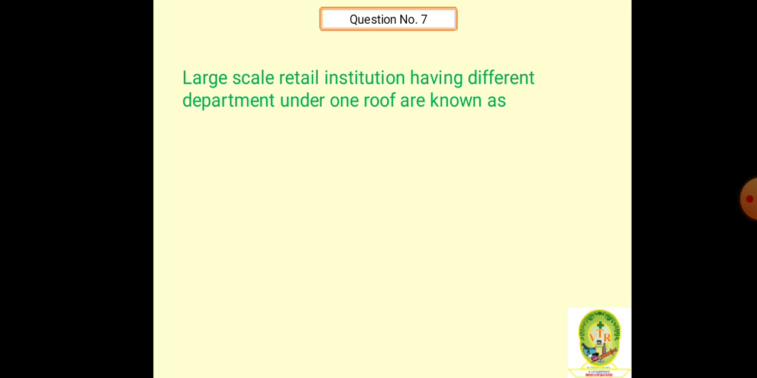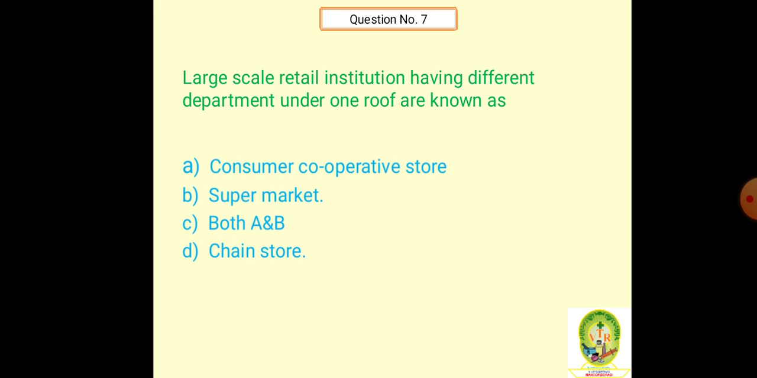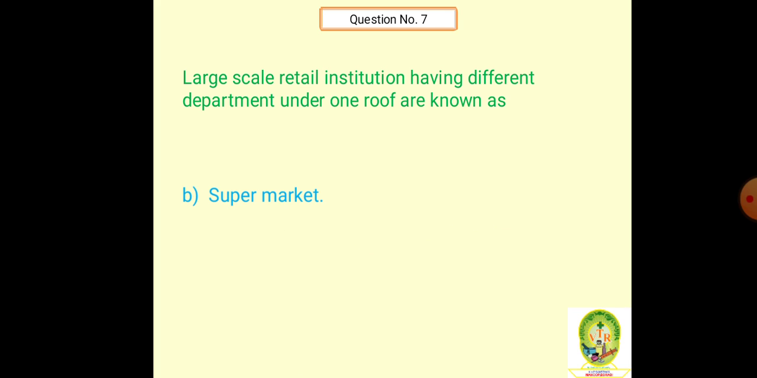Large scale retail institution having different departments under one roof is known as, options are A. Customer cooperative store, B. Supermarket, C. Both A and B, D. Chain store. Right answer is B.